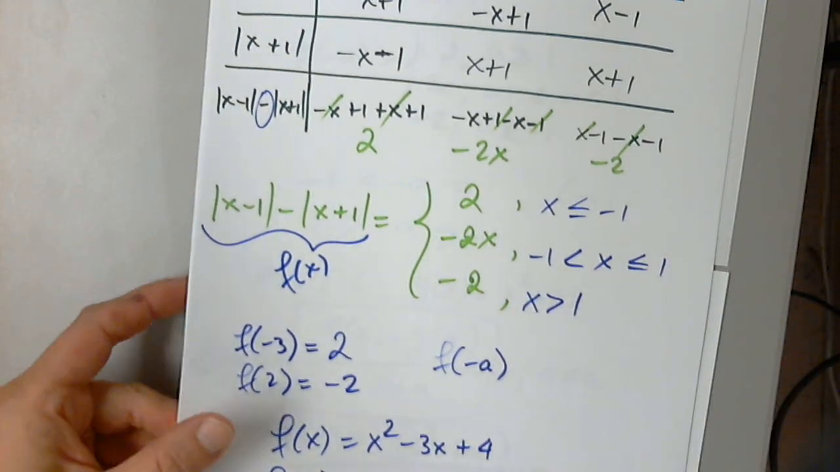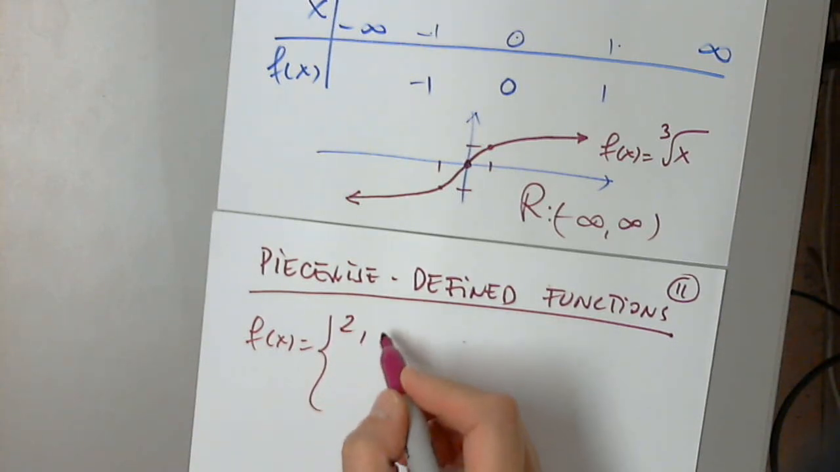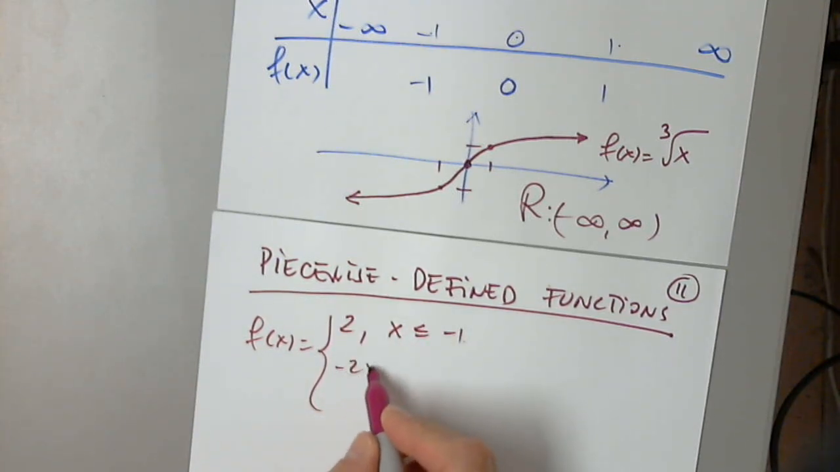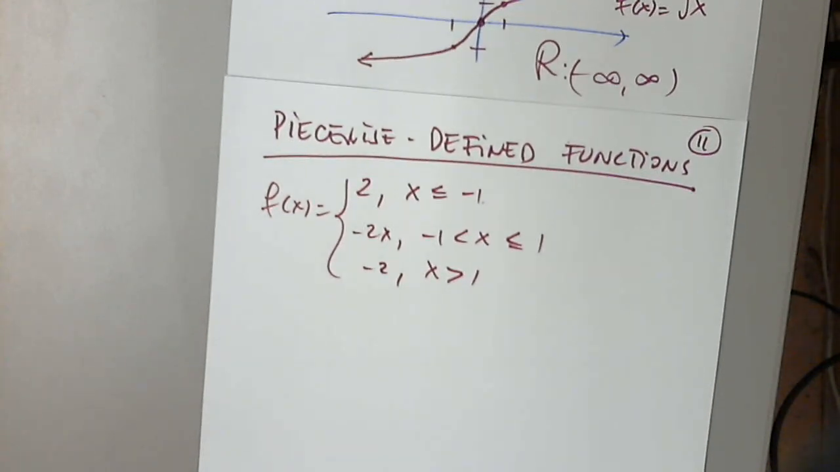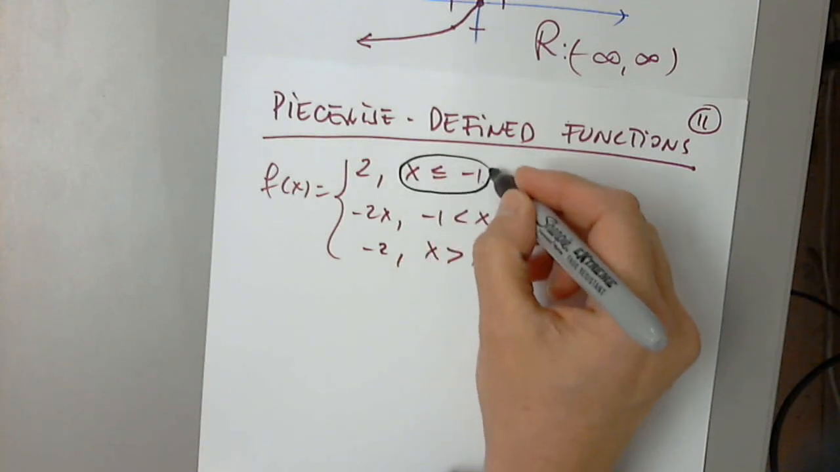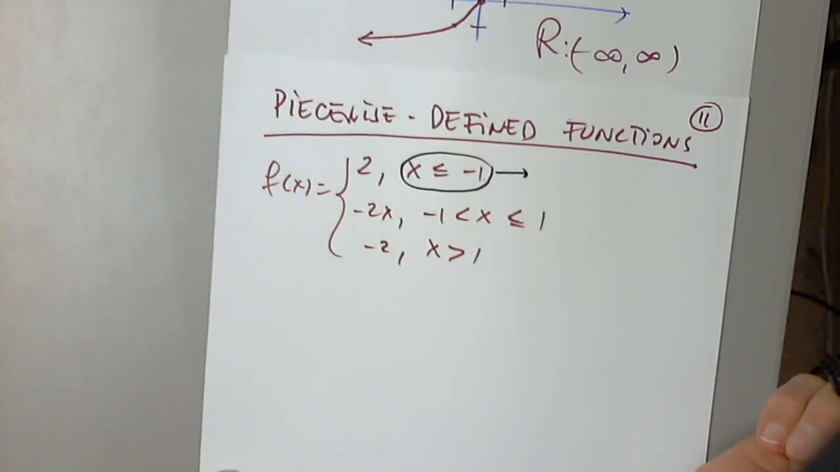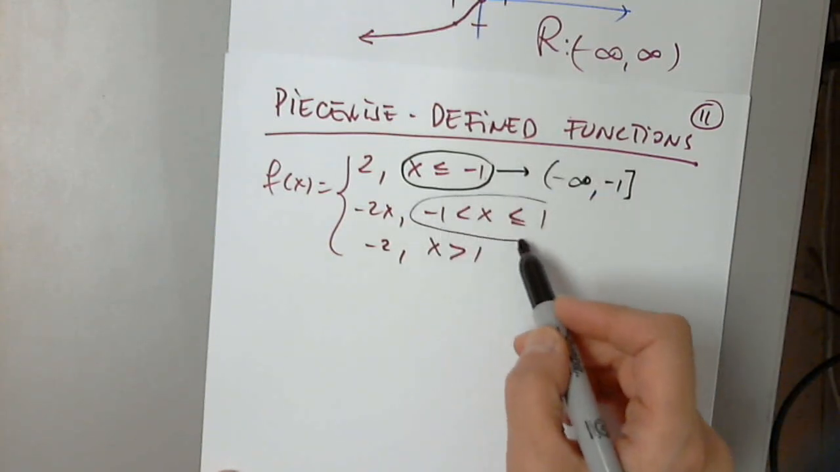I want to graph this one. Ready? I'm going to copy it. So f of x equals 2 for x less than or equal to negative 1. Negative 2x for negative 1 less than x less than or equal to 1. And negative 2 for x greater than 1. We're going to choose another in a minute. But I would like to start with this one. So it's defined in 3 pieces. Can anyone change this into an interval notation for us? Excellent. Perfect. Awesome. Thank you.